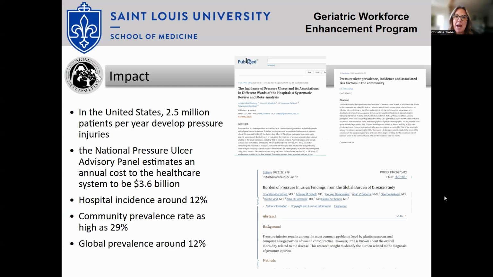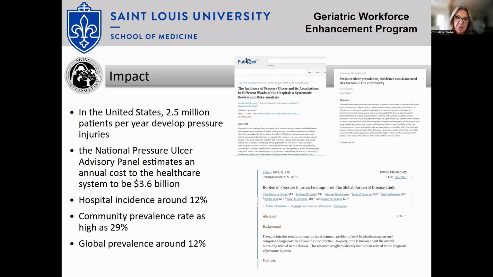So what kind of impact does this have? We talked a little bit about cost, but we're going to go a little bit more into that. So in the United States, about 2.5 million patients per year develop a pressure injury. And with that, the National Pressure Ulcer Advisory Panel estimates that an annual cost to the healthcare system is about 3.6 billion. Hospital incidence, or a frequency of new cases, is about 12% a year.